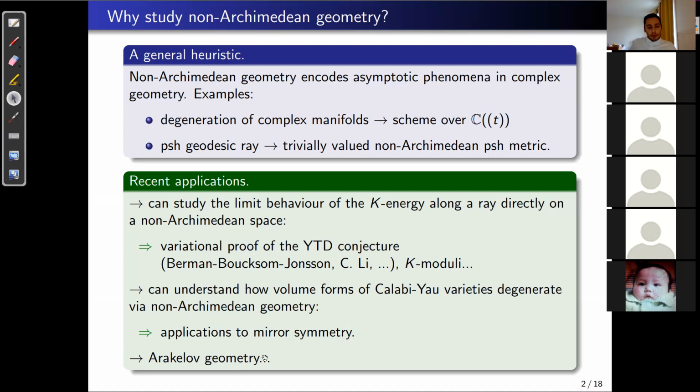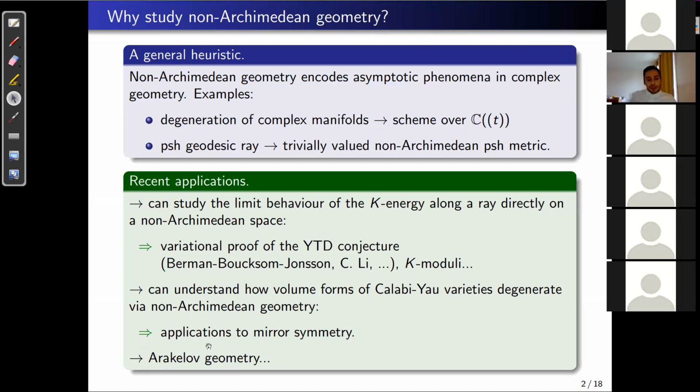And there are also some applications in arithmetic geometry. So I cannot really say I know anything about arithmetic geometry, but I know that they use a lot of non-Archimedean potential theory. So if you like arithmetic geometry, you'll be interested in what I have to say.